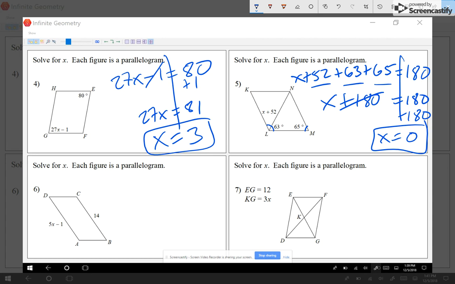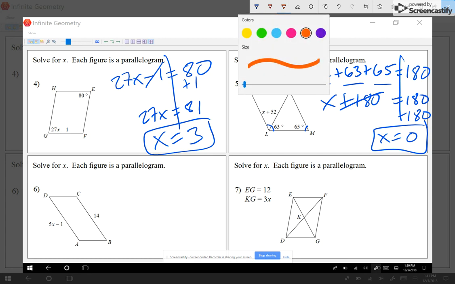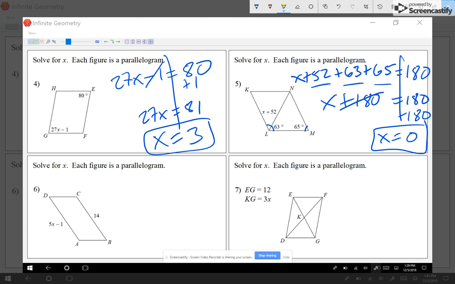Looking at question number 6, notice how every time I deal with angles, I put the number inside the picture. Here, my numbers are outside, so I'm not talking about the angles. I'm talking about the sides. I'm looking at side CB, and I'm looking at side DA. Opposite sides are equal. So I'm going to say that 5x minus 1 is equal to 14. I'm just going to add 1. 5x equals 15. So x must be 3.